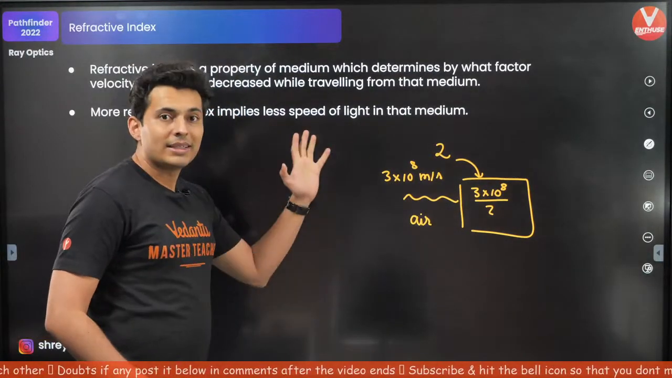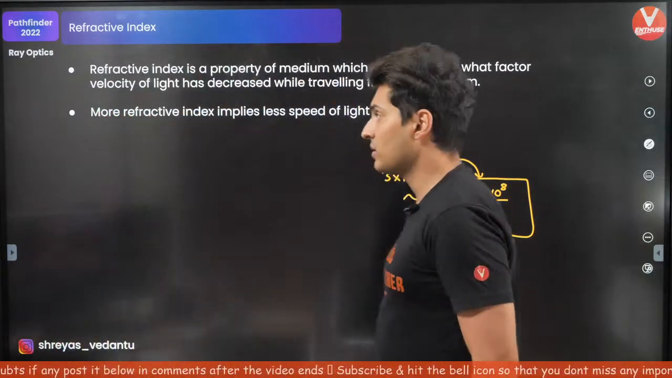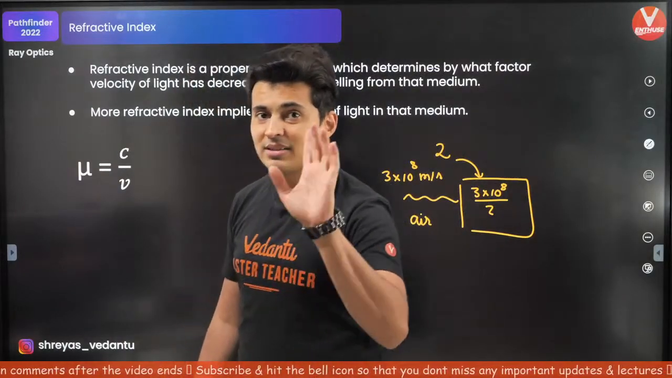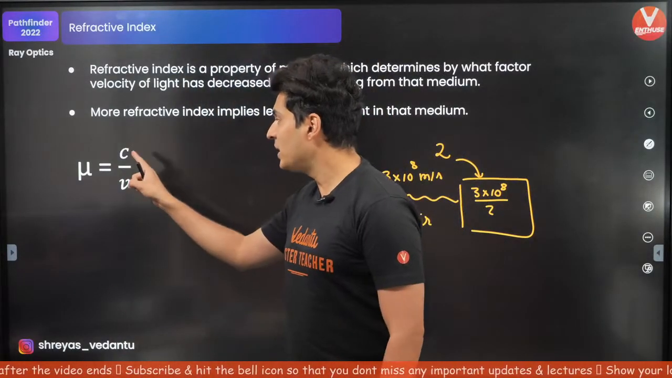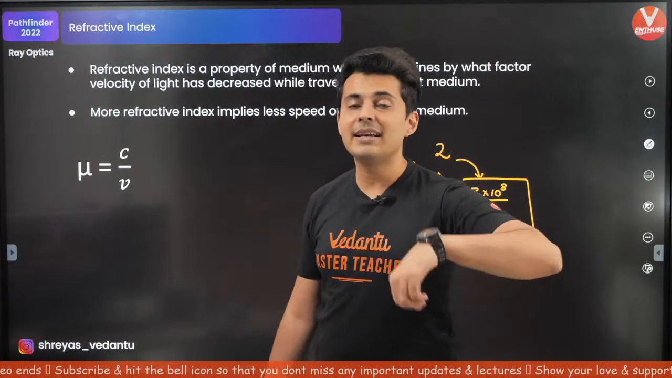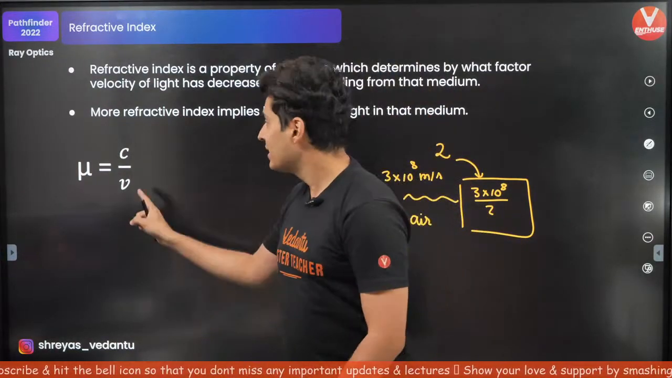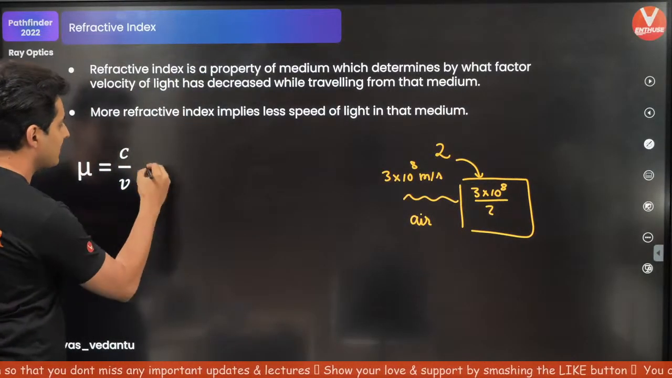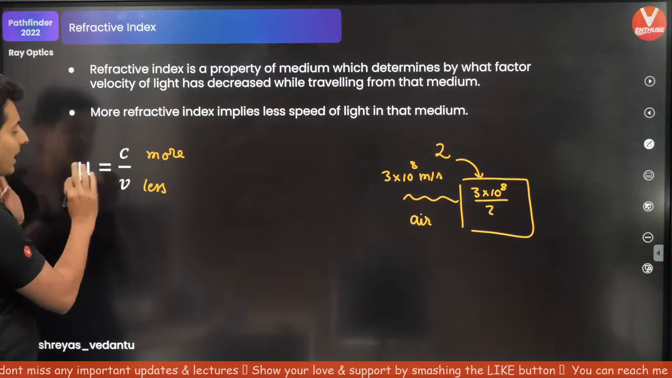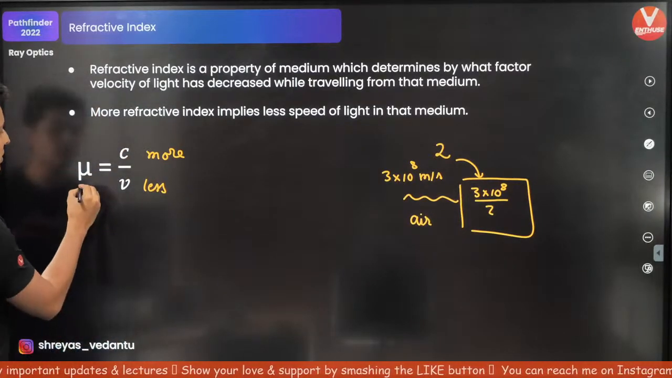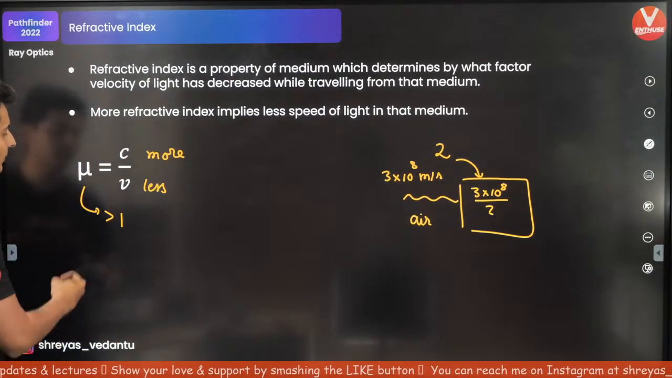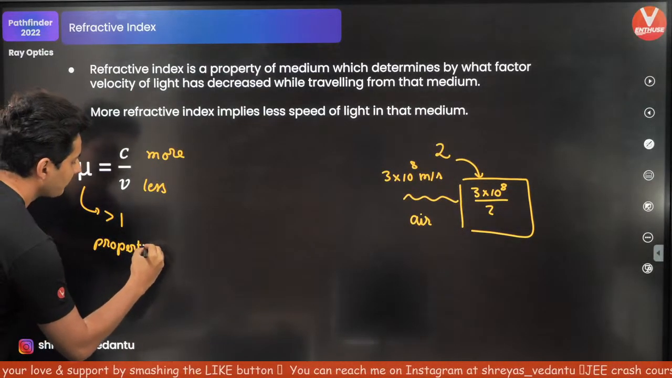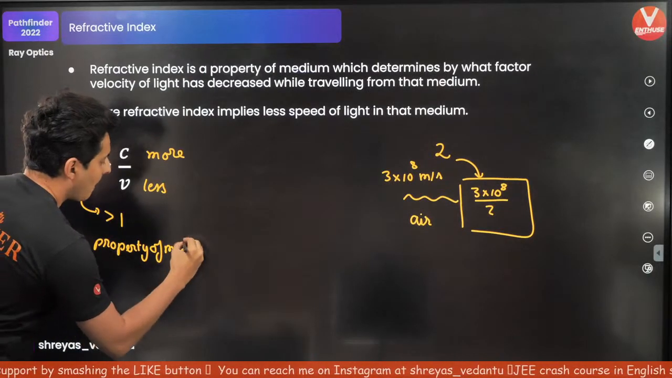So that factor is called the refractive index. So that's what I'm going to put over here. Mu is the symbol for that, and that is the speed of light divided by the speed in that medium. So you will see this V is always less, and this is always more. So this mu of any medium is always going to be more than 1. This is a property of that particular medium.